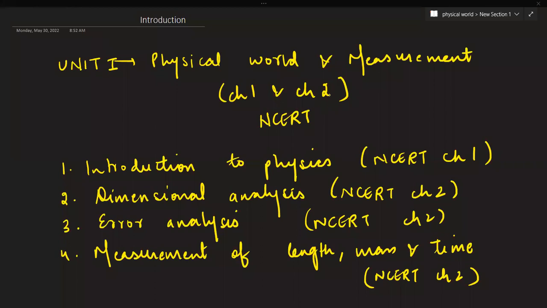So see, this is your first unit, physical world and measurement. This comprises your chapter number 1 and 2 of NCERT. So introduction to physics is from NCERT chapter 1. Then your dimensional analysis portion, NCERT chapter 2. And then error analysis. Error analysis basically: whenever you use instruments, there are always some chances of error. That we'll be covering, and that is under chapter 2 of NCERT.